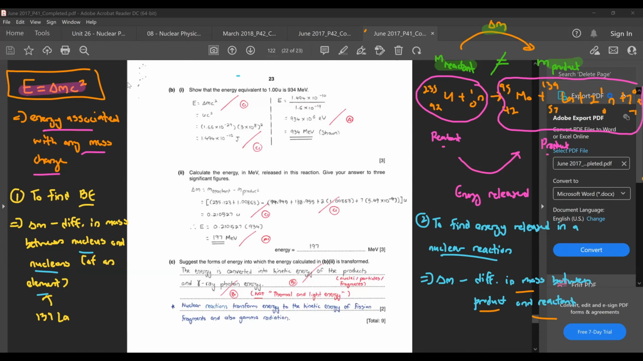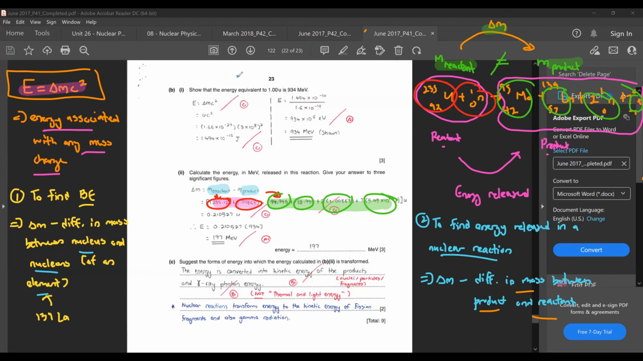Okay, so take mass of reactant minus mass of product. Add up all your mass of reactant, add up all your mass of product. Mass of reactant is going to be this one. Mass of product is going to be this one. You see this 235.123 and 1.00863 is uranium and neutron added together. The mass of product is all these little values that you're seeing here added together.